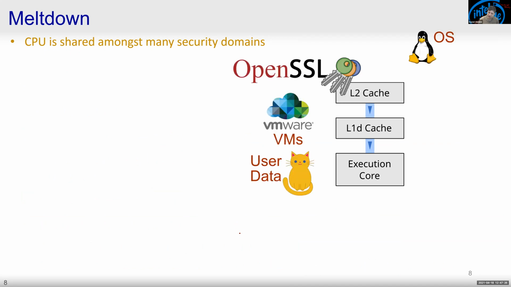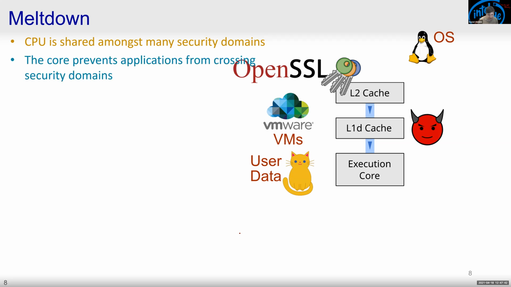And on top of that, we are running an operating system. OpenSSL holds some keys. We have VMware running some VMs, and you use your data in the form of happy cat pictures. And of course, we also have our adversary. Now, it's the CPU, it's the execution core's responsibility to prevent applications from crossing security domains.